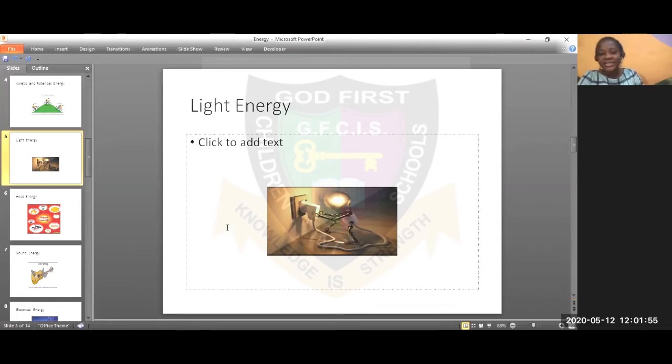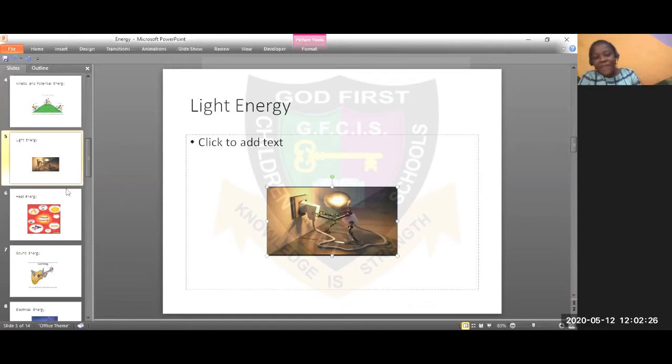The next type of energy that we have is light energy. Energy that we get from light. Like we have in this picture here. You can see the bulb. The bulb is plugged to electricity, and the bulb is giving us light. Or the one we get from the sun. The energy we get from the sun, or the light from the bulb, is what we call light energy.